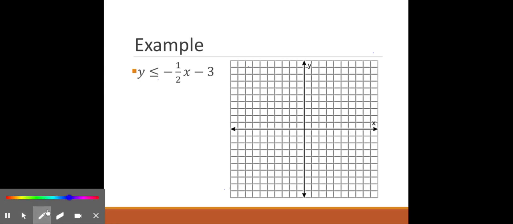again, we have y is less than or equal to negative 1/2 x minus 3, so our y is alone. And so this time we're going to have a solid line because of this or equals to. So because of the or equal to, all the points on our line will be part of the solution. And so we just have to graph this line, negative 1/2 x minus 3.